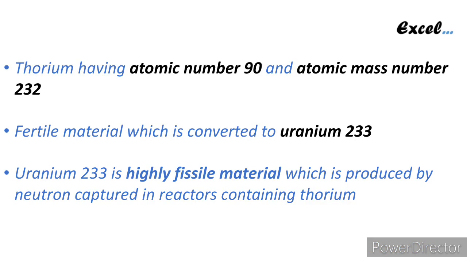Thorium, having atomic number 90 and atomic mass number 232, is a fertile material which is converted to uranium-233, which is also artificially made, just like plutonium-239, to be used as a fuel element. Uranium-233 is a highly fissile material which is produced by neutron capture in nuclear reactors containing thorium.